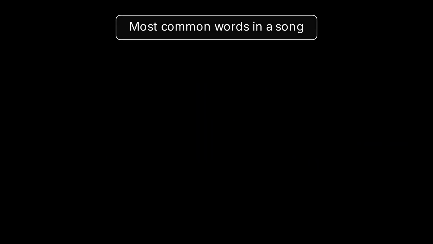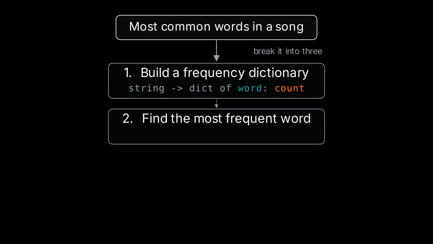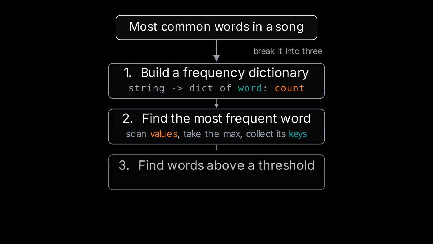That's a big task, and you won't write it all in one go. Instead, break it into 3 smaller pieces. 1. Build a frequency dictionary. Given a string of words, produce a dictionary that maps each word to how often it occurs. 2. Find the word that occurs most often. With the frequency dictionary in hand, you look at its values, find the largest, then see which keys carry that value. 3. Find every word that occurs at least some number of times.